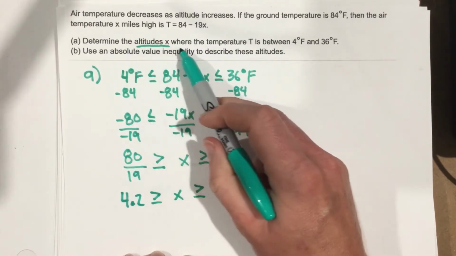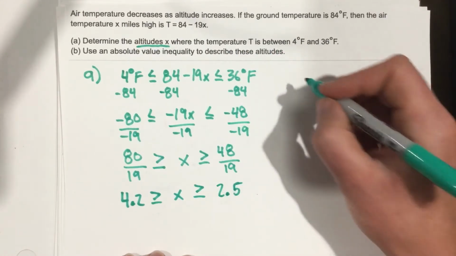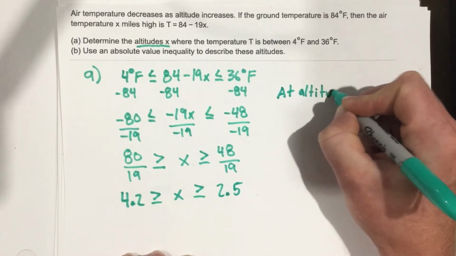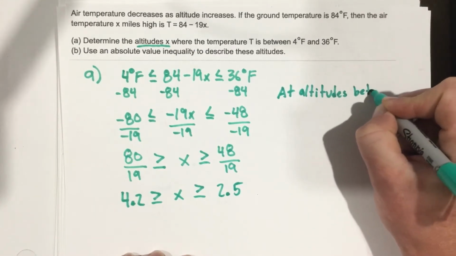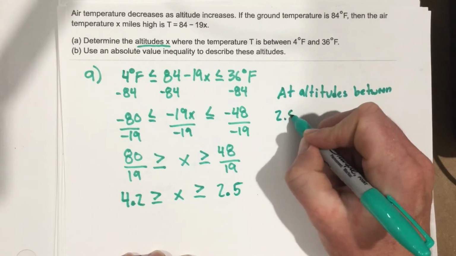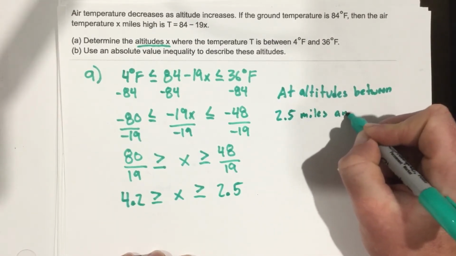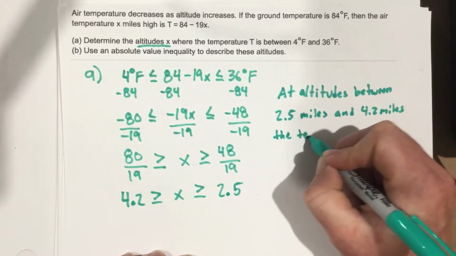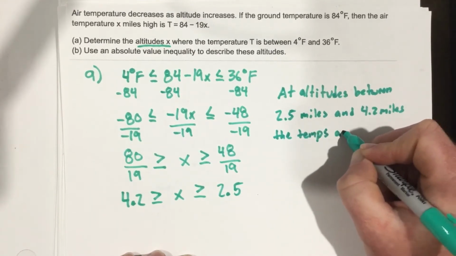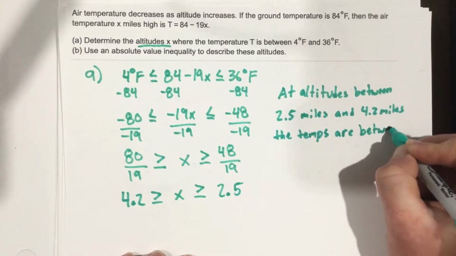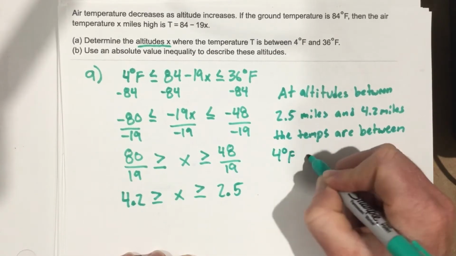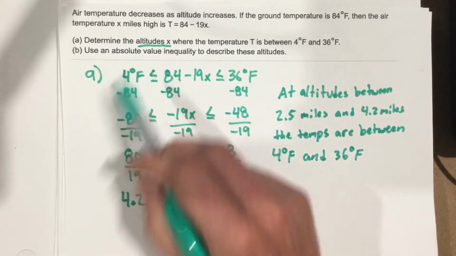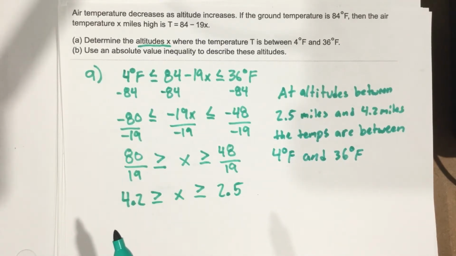So determine where the altitude is x, where the temperature is between 4 and 36. So you could say at altitudes between 2.5 miles and 4.2 miles, the temperatures are between 4 degrees Fahrenheit and 36 degrees Fahrenheit. So that's part A.